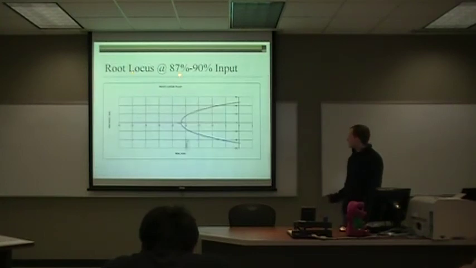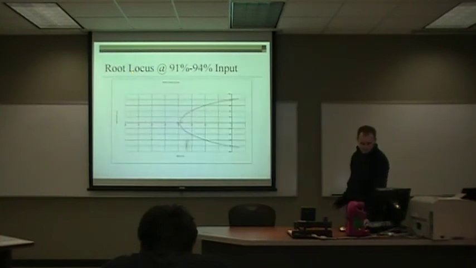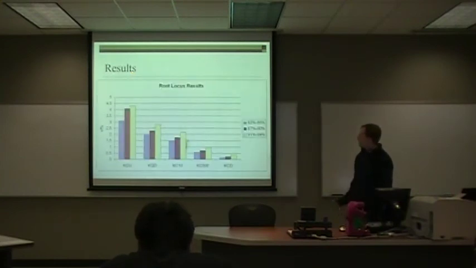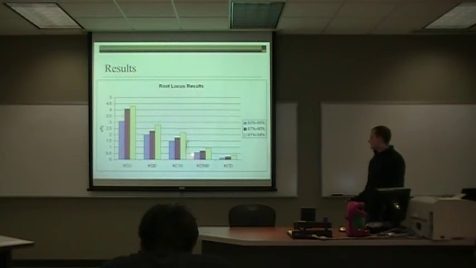This is our root locus for 87 to 90%. I'll go over the results here in a second. And this is our root locus for 91 to 94%. I'll also go over those results in a second. Here are the results showing our KCU values, our KQD values, our KC 1/10th values, our KC 1/500th values, and our KCD for the different ranges we used.